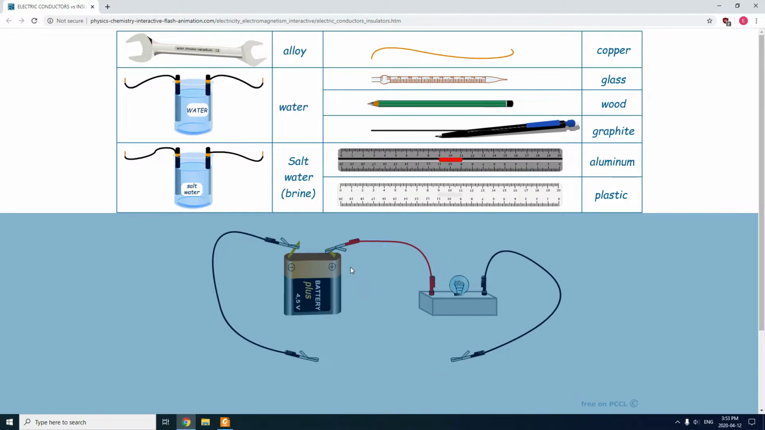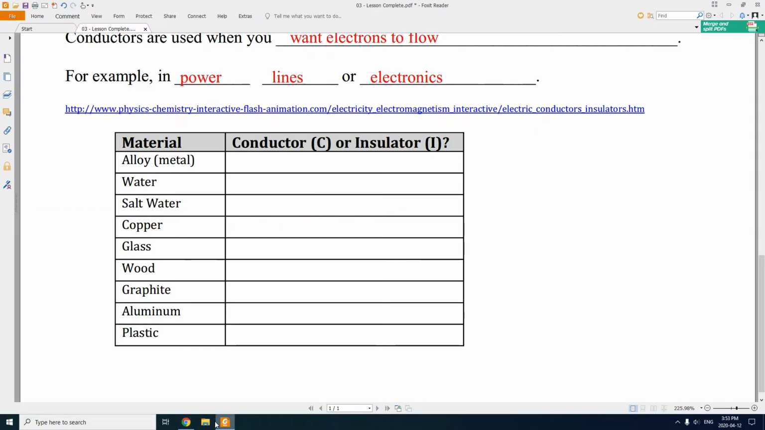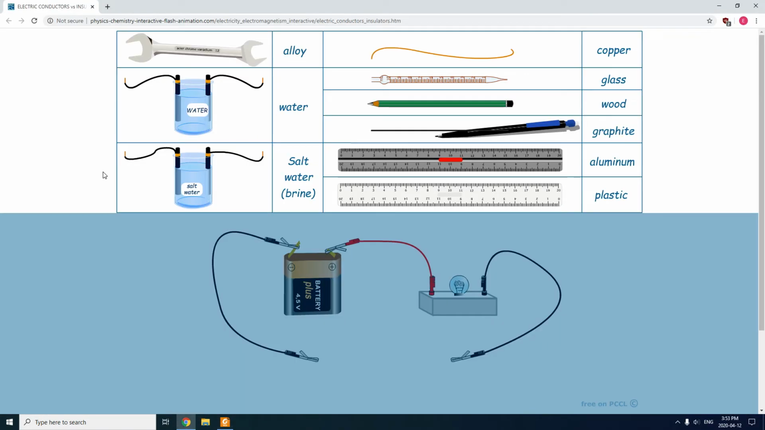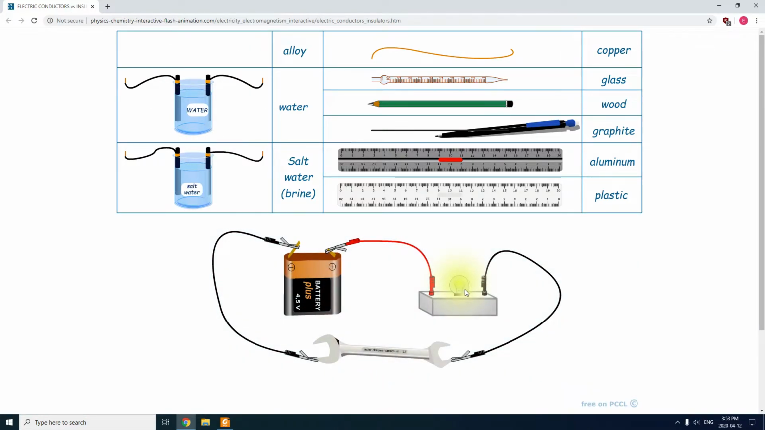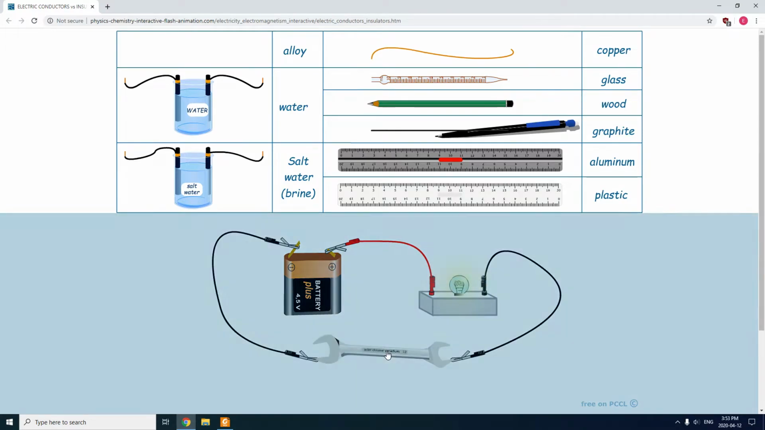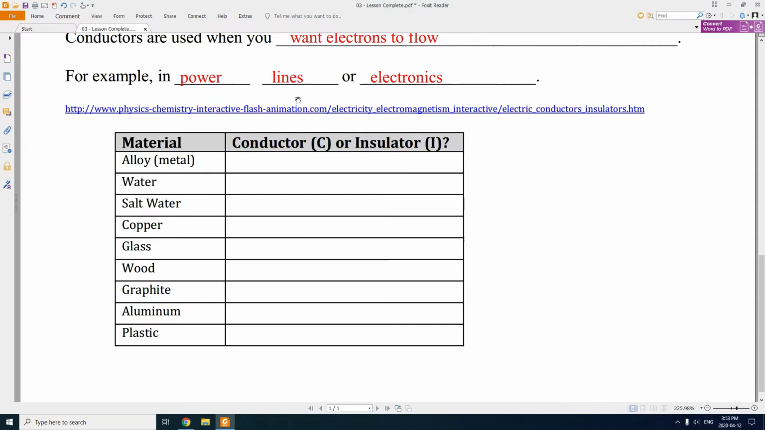All right, so let's test out the different materials. First one was the alloy, the metal. So we have a metal wrench here. We'll put that into our circuit, and okay, the light turns on. Electrons are flowing from one end of the battery, they go through this alloy wrench, this metal wrench, through the light bulb, and it turns on. That tells me that the metal alloy is a conductor. Okay, so we'll put conductor for the alloy.